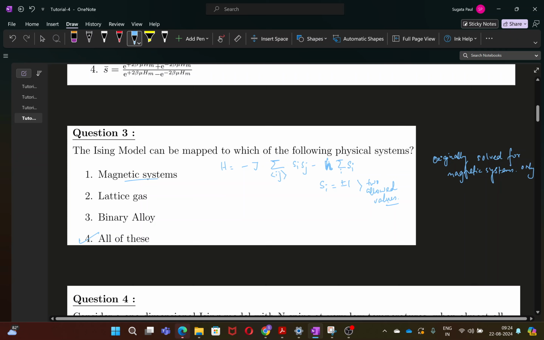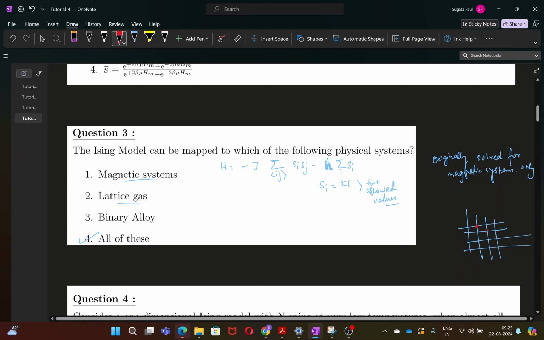Similarly, let us try to find the similarity of the other systems to know whether we can apply or relate the Ising model to them. So let's say for lattice gas, we know that lattice gas has a lattice structure where many of the lattice sites are occupied and some of the lattice sites are unoccupied, right? So let's say if you have a lattice-like structure like this in the lattice gas, then some of the sites will be occupied, like I am doing with red maybe.